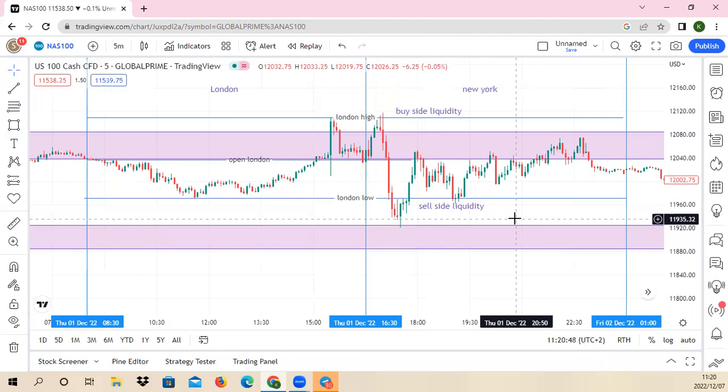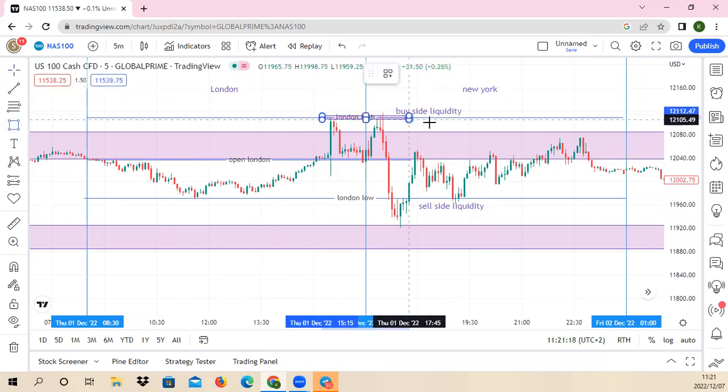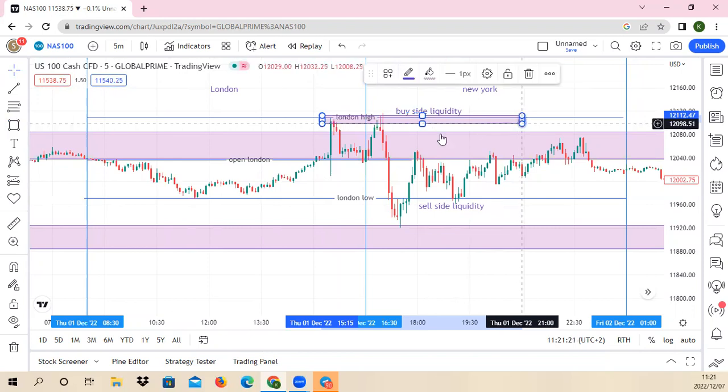So in this instance, if the London session closes where the London high is and the New York session opens where the London high is, then the market will also inversely go and collect the sell side liquidity, because that buy side liquidity has already been collected or exhausted throughout the previous London session. You see that?